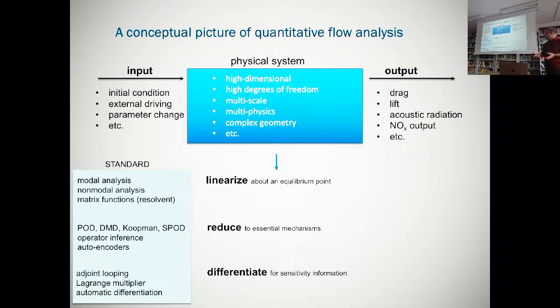Adjoints come into play. If you do it linear, you use adjoints plainly. If you do it nonlinear, you do adjoint looping and checkpointing. You use Lagrange multipliers, or if your code is differentiable, then you use automatic differentiation. You get all kinds of sensitivity information out of your physical system.